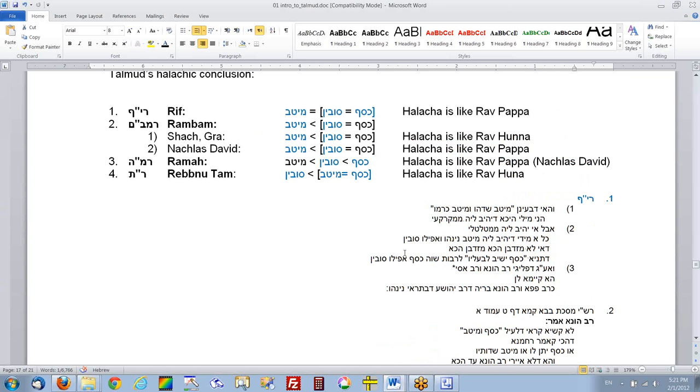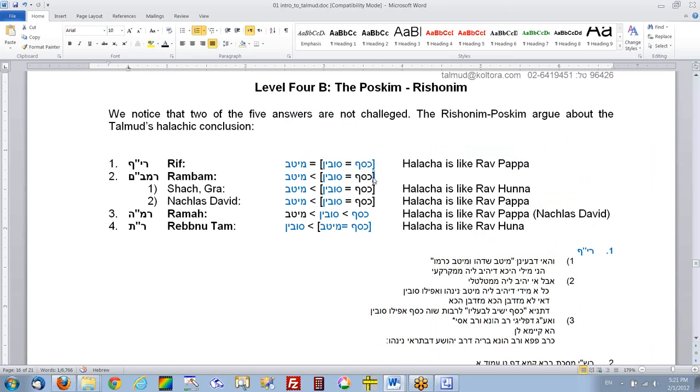of course, Kesef is the best. I mean, you can't say Kesef is worse than Subin. So he holds that Kesef and Subin, of course, if you have Kesef, you can give Kesef. But if you don't have Kesef, then the Beis Din can collect from your movables. And only as a last resort does it go to your land. That's how the Rambam holds. So Kesef and Subin are equal, and Meitav is the last choice.